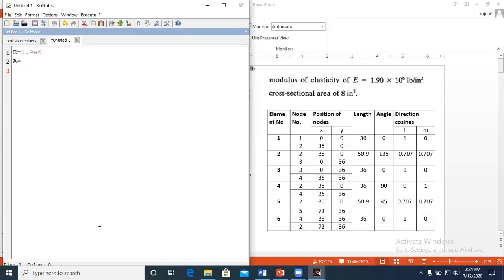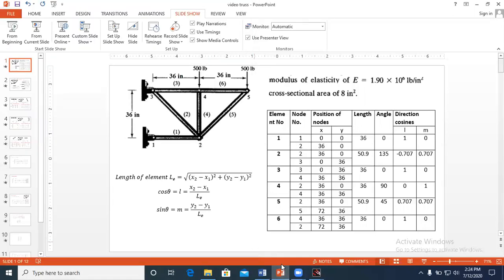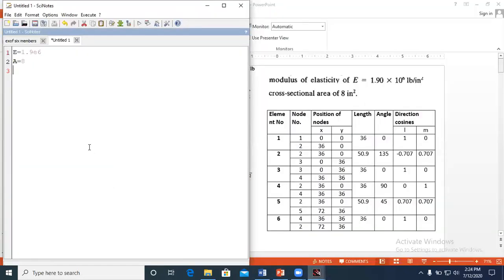After that we need to calculate the length of each element. For calculation of the length of elements, we write a function. For writing the function, you start with the keyword function. I want to store the length in some variable, suppose y, equal to elength. It is the name of the function.